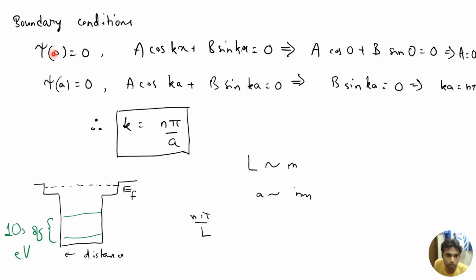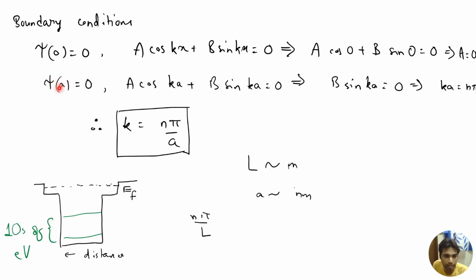So now let us put the first boundary condition, psi at x equal to 0 is 0, and psi at x equal to a is also 0. When you put psi of 0 equal to 0 in a cos kx plus b sin kx, you put x equal to 0, so a cos 0 plus b sin 0. Sin 0 is anyway 0 and cos 0 is 1. So we end up with a equal to 0. Now let us look at the other boundary condition. The first boundary condition gave us a equal to 0. What is the second boundary condition giving us?